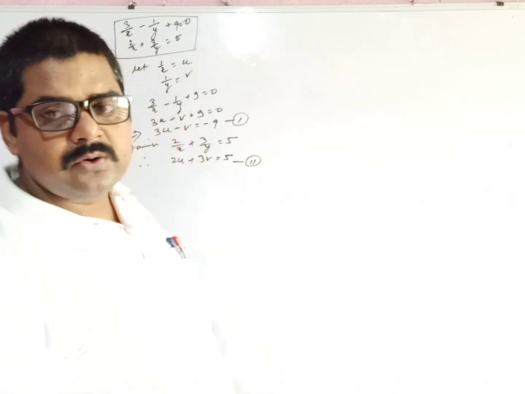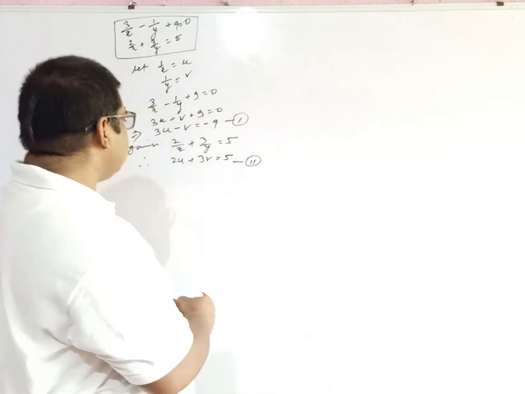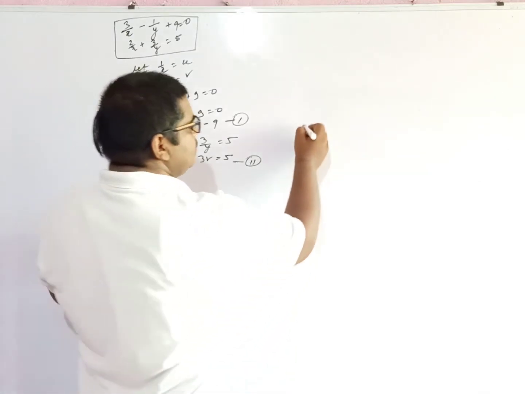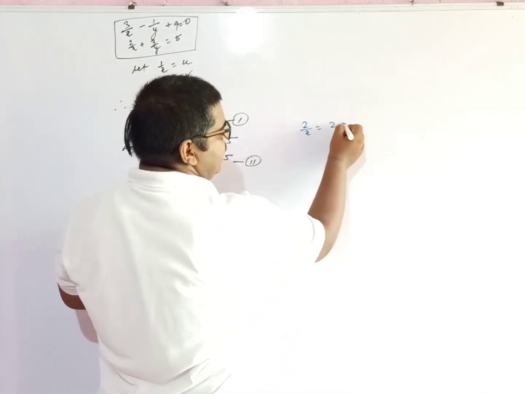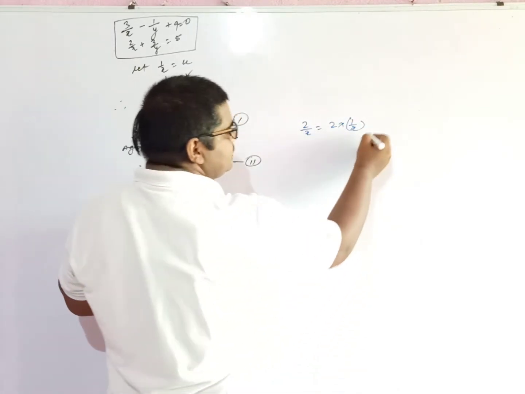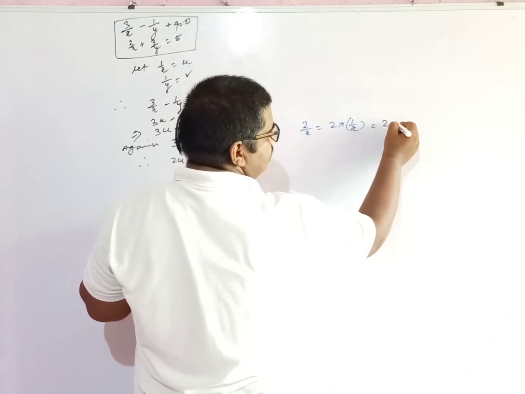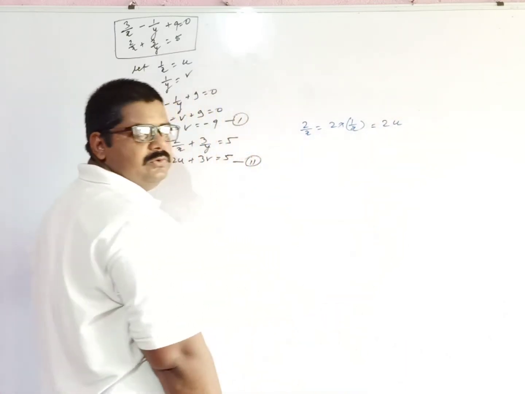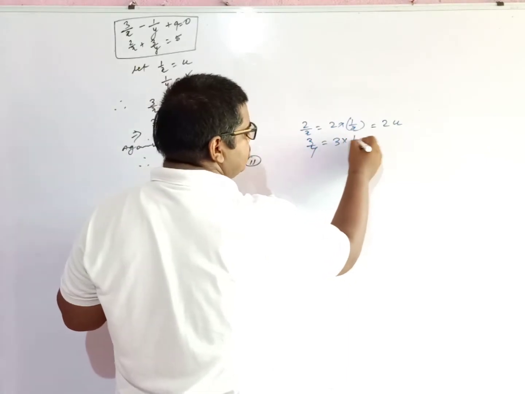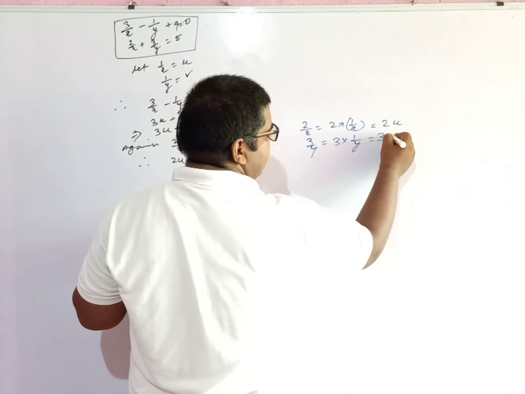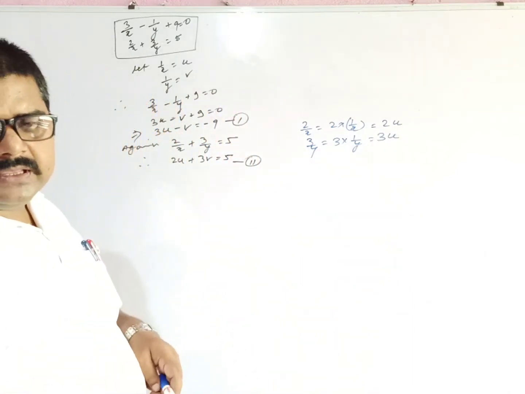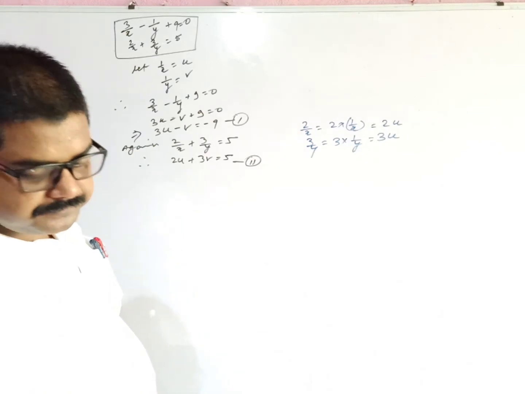Someone can ask you the question: why have you considered 2 upon x as 2u? My dear, 2 upon x can be written as 2 into 1 upon x, and since 1 upon x is considered as u, you can write 2u. Similarly, 3 upon y can be written as 3 into 1 upon y, which can be considered as 3v. So such a question can be written this way.